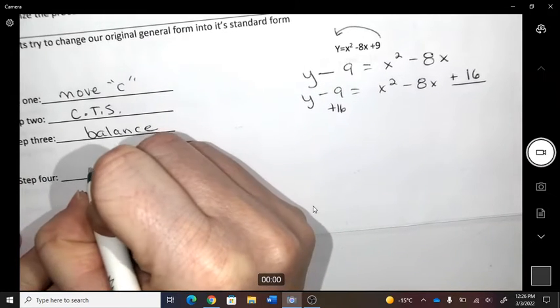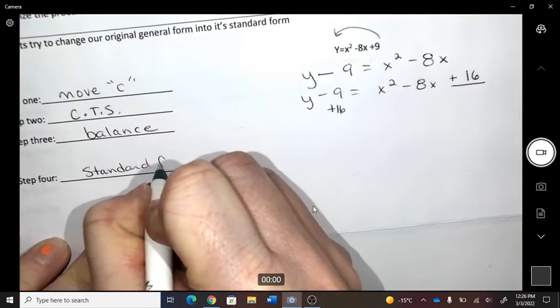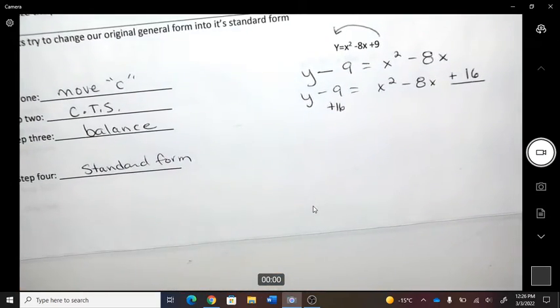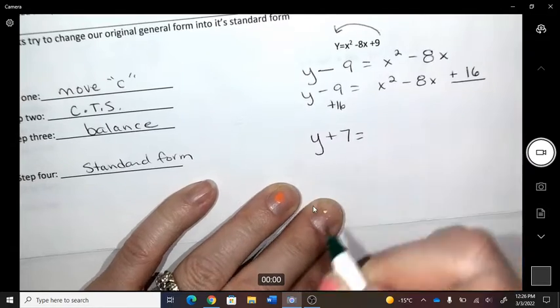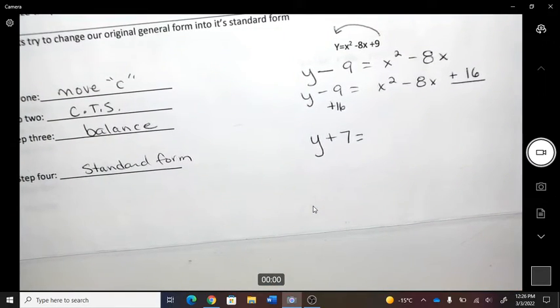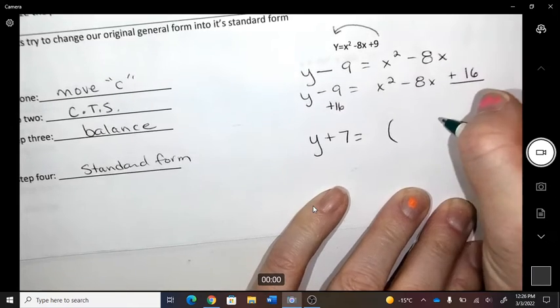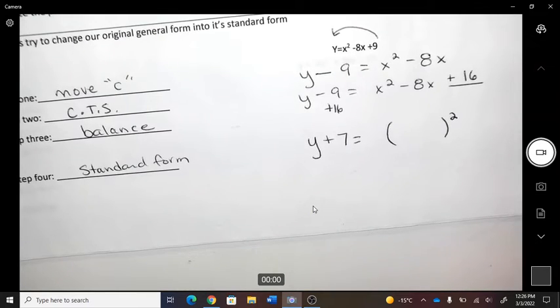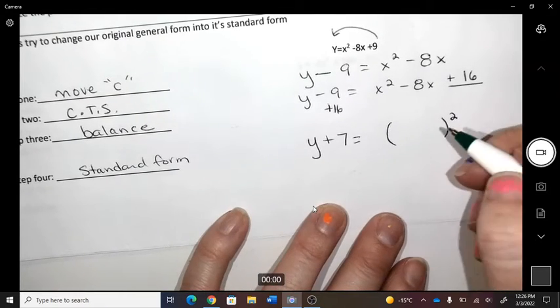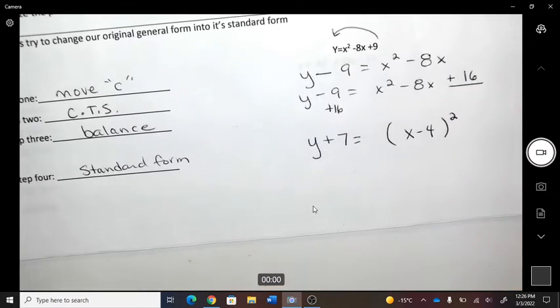And step 4 is to write it in standard form. So what does it look like in standard form? So this is y plus 7. And now I can say what squared? What binomial squares to give me that trinomial? And that was the work we just did, right? It doubles to that and squares to that.